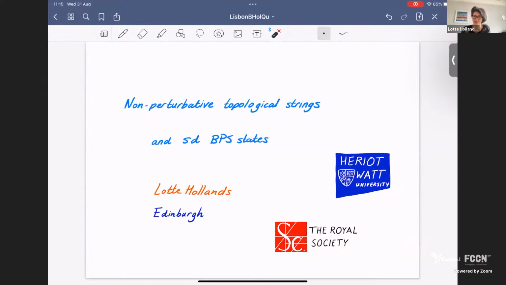So thank you very much for the invitation to speak here. This talk is not going to be very related to the last two topics of this workshop. It's more related to the BPS states. I want to say some things about non-perturbative topological string theory, and in particular the way it interacts with BPS states.